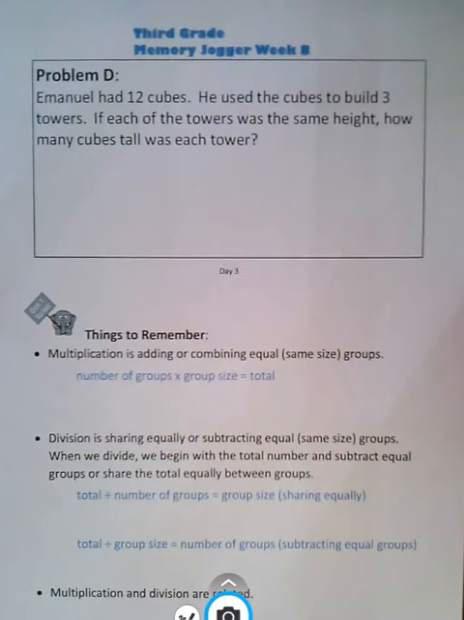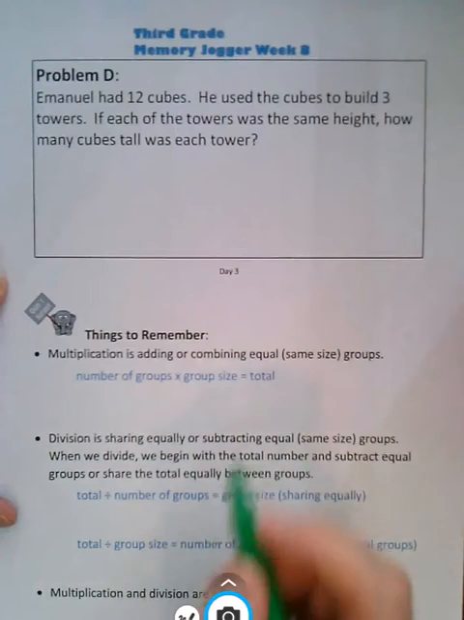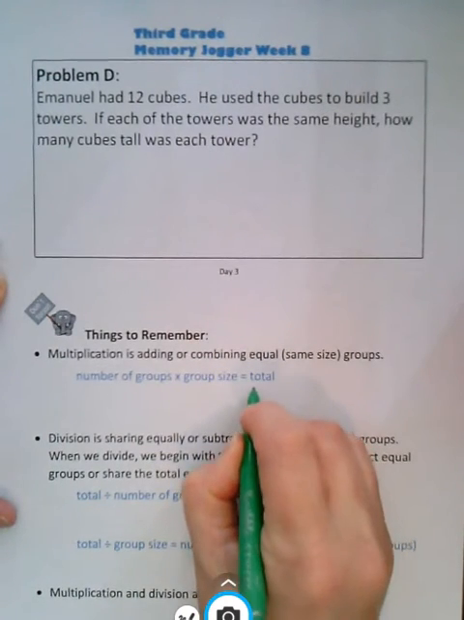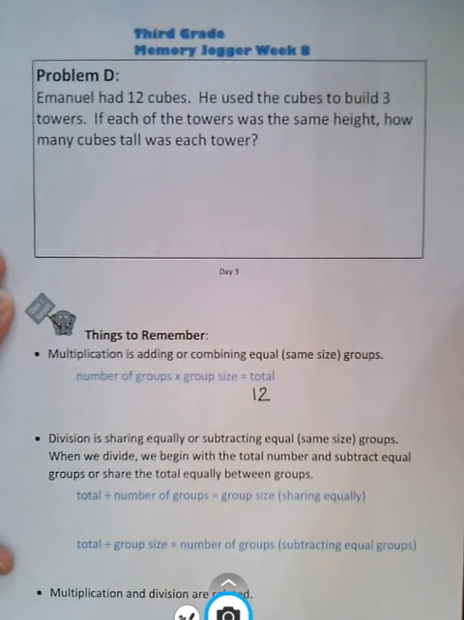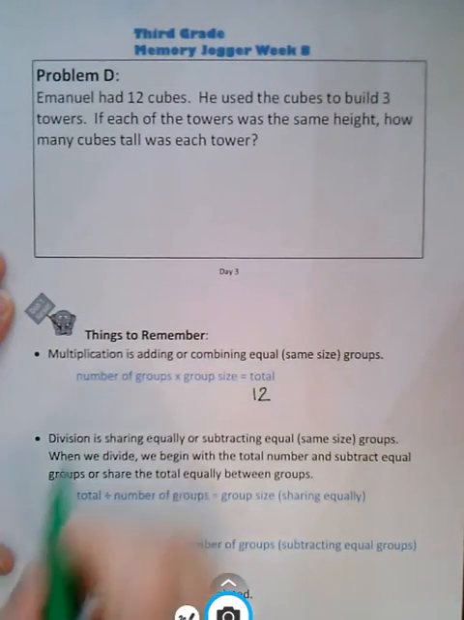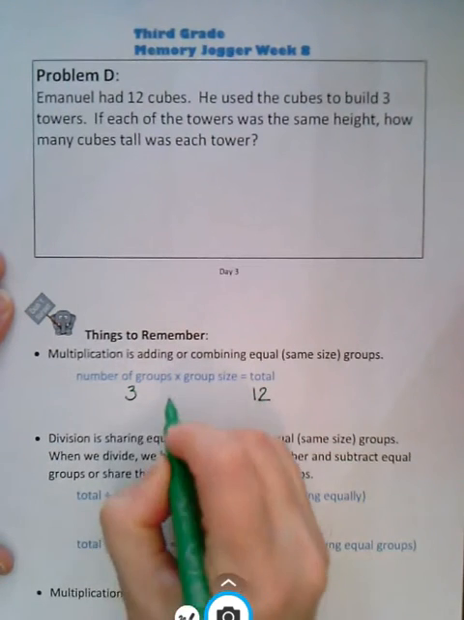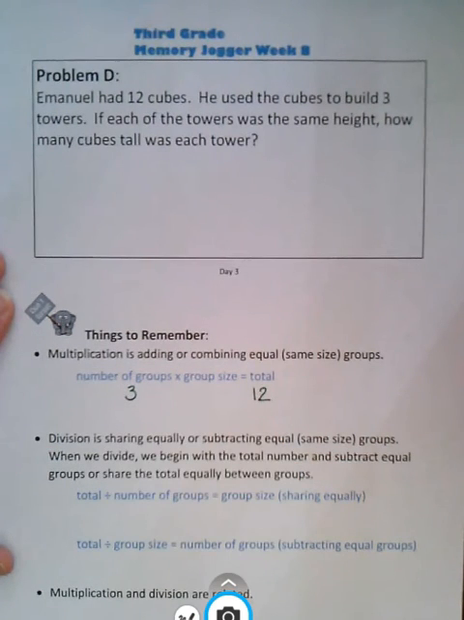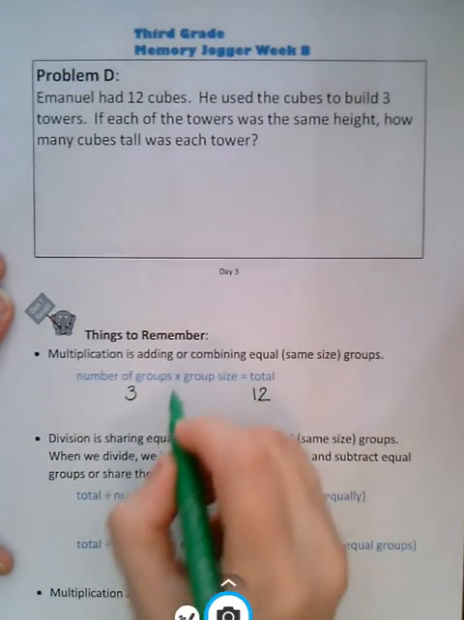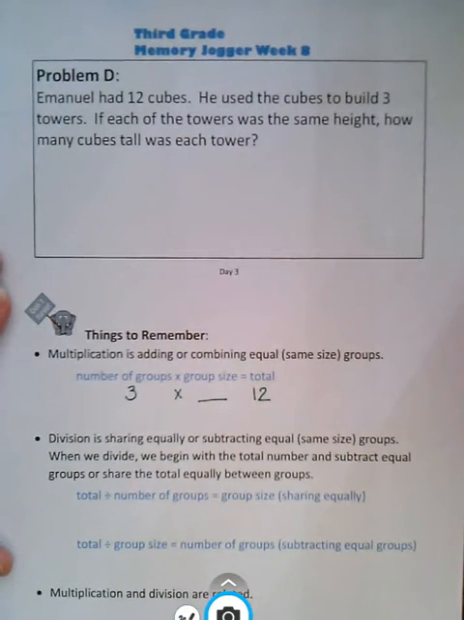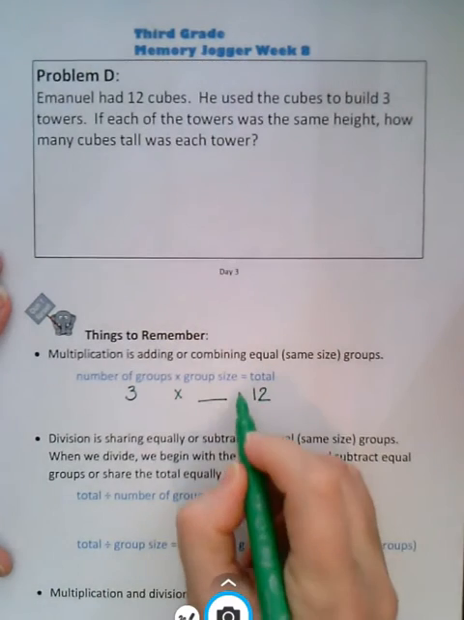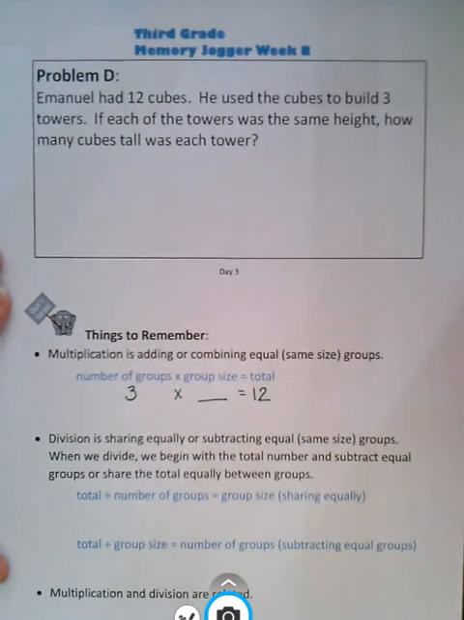So what we know is that Emmanuel had 12 cubes. So that was the total. It says that he used the cubes to build 3 towers. So we know the number of groups, 3, and our question is, if each of the towers was the same height, how many cubes tall was each tower? So we know that 3 towers times the height will equal 12 total cubes.